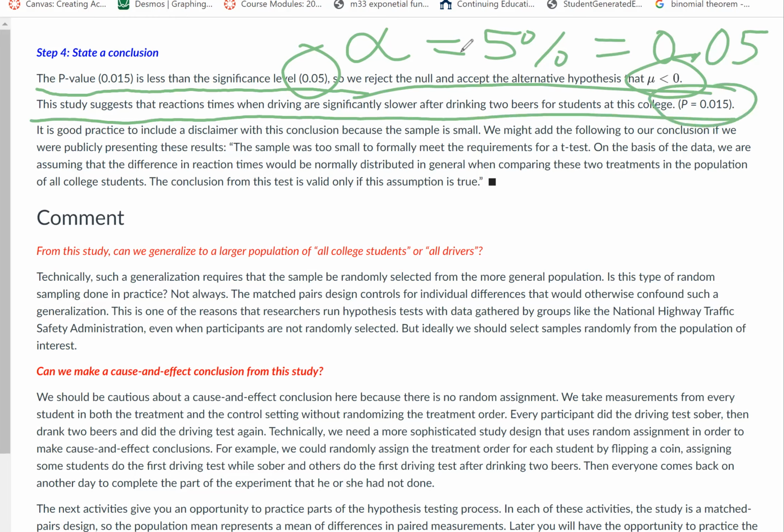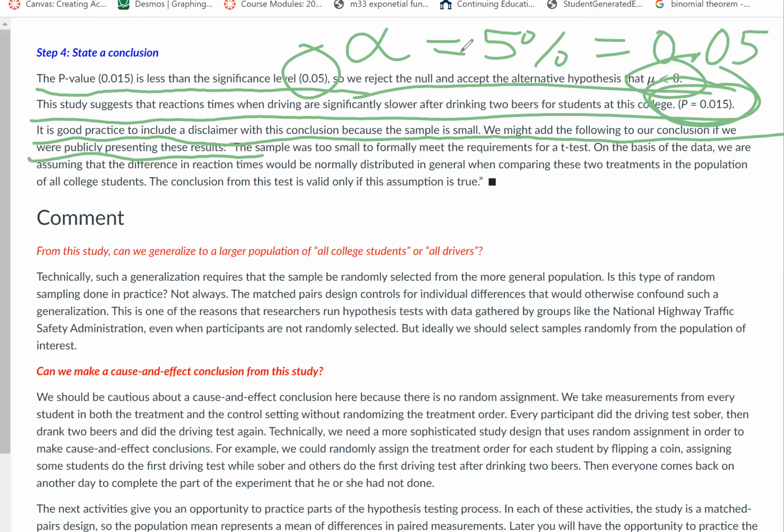And then if you state this conclusion in some kind of an article, you'd probably say what P is equal to, just because there are people reading who might understand statistics and might be interested in the details. It's good practice to include a disclaimer with this conclusion, because the sample is small. So we might add the following to our conclusion if we were publicly representing these claims.